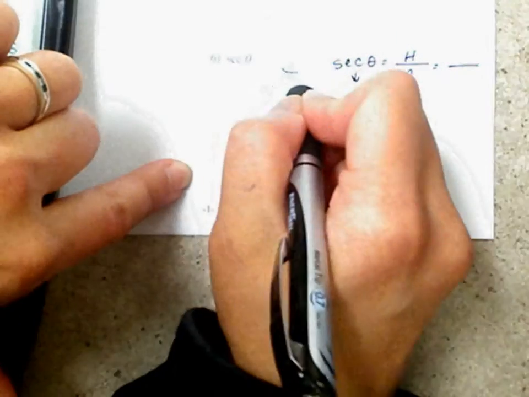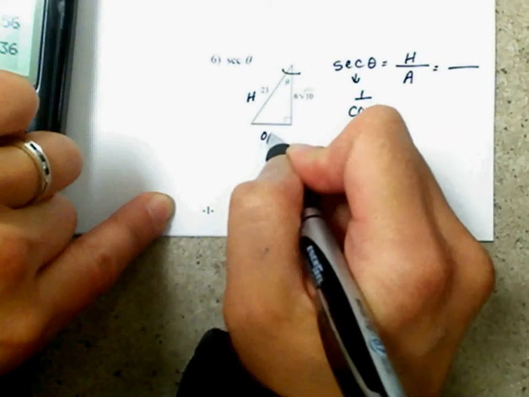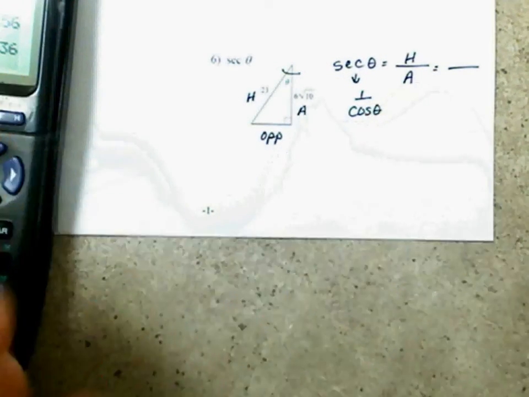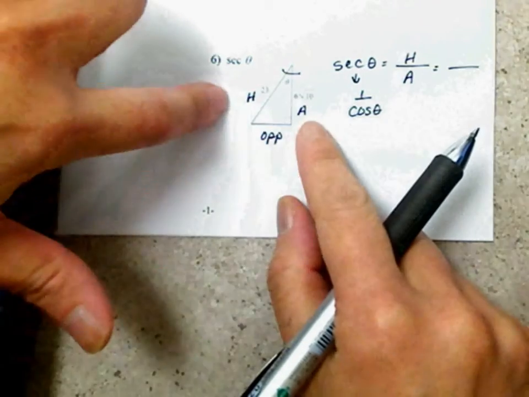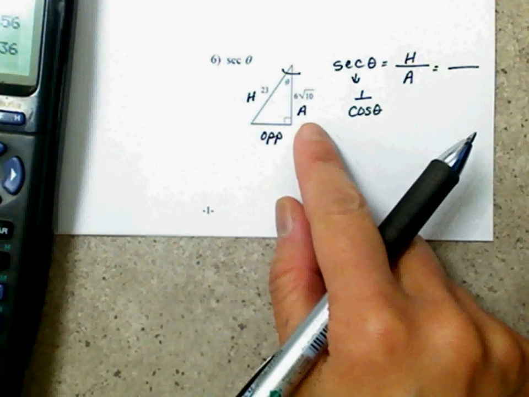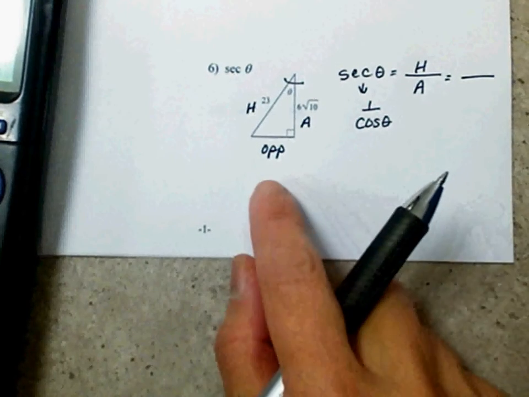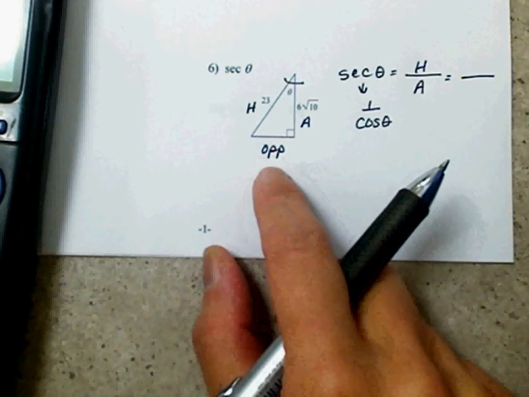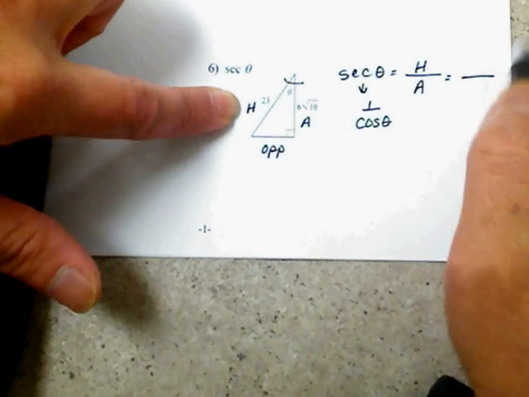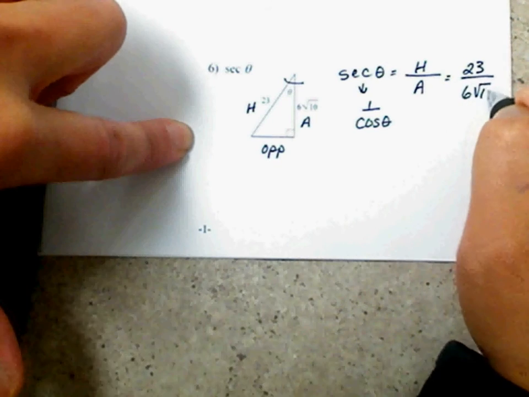Angle of reference, 90 degrees. Label your hypotenuse first. This one is your opposite. This one is your adjacent. Now, if you look, you have your measurement for your hypotenuse, and you have your measurement for your adjacent. So therefore, you do not have to use your Pythagorean. We do not need the opposite. So you just go, hypotenuse is 23, adjacent is 6 over square root of 10, okay?